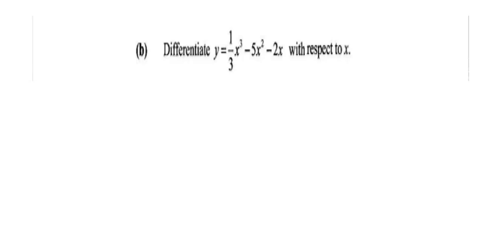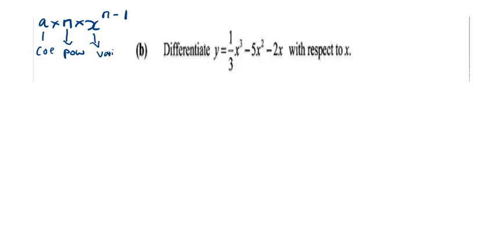Differentiation, you have to remember that the formula is given by a multiplied by n multiplied by x to the power n minus 1, which simply means that a is the coefficient, n is the power, and x is the variable, and the rule is that the power must be reduced by 1. Having that in mind, each component in the function must be differentiated using this formula.